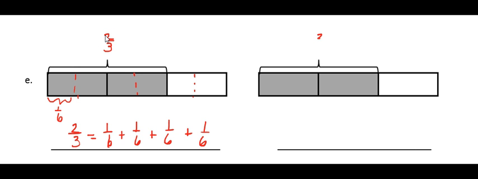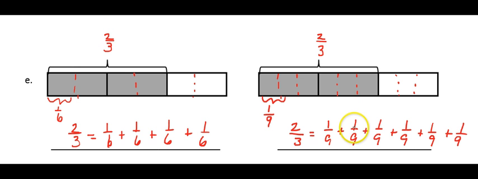Over here I'll start with 2/3 again. This time I'm going to divide them into 3 pieces each. Now each piece represents 1/9. There are 9 pieces that make the whole. 2/3 is the same as 1/9 plus 1/9 plus 1/9 plus 1/9 plus 1/9 plus 1/9, or 6 groups of 1/9.